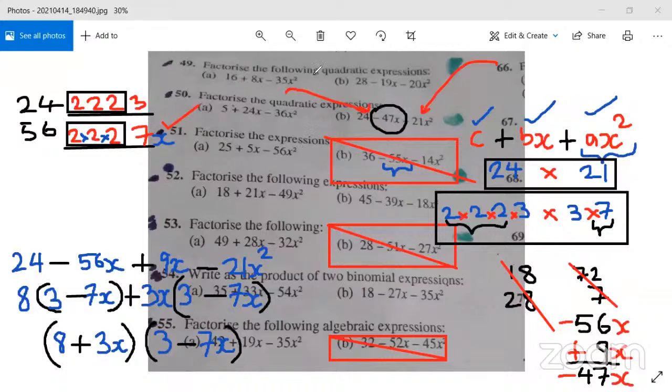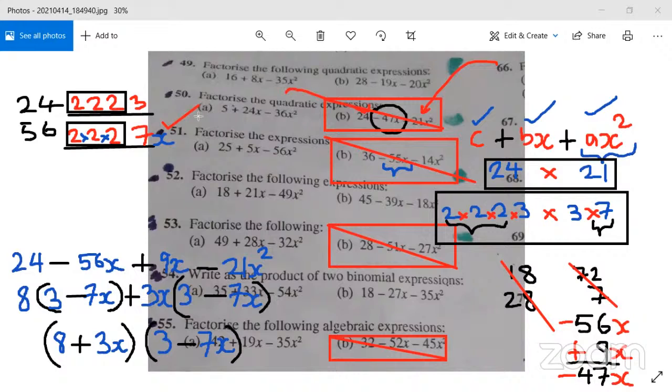So we literally just did this one. 50 part B, 24 minus 47x minus 21x squared. It results in 8 plus 3x multiplied by 3 minus 7x. Yeah. Wow. Let me know how long I've been doing this. You know what? I don't know. I feel like stopping here.